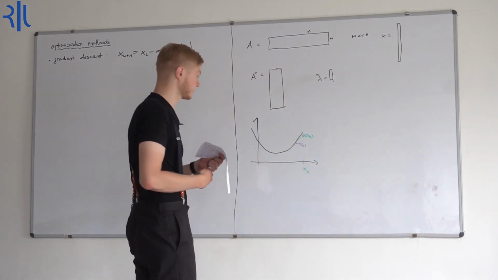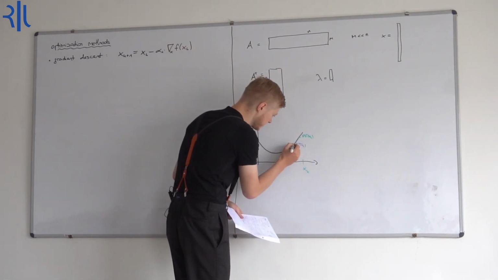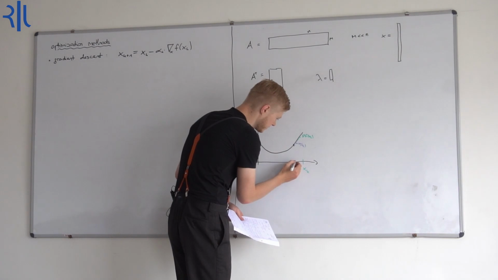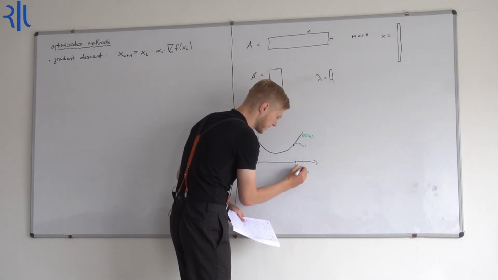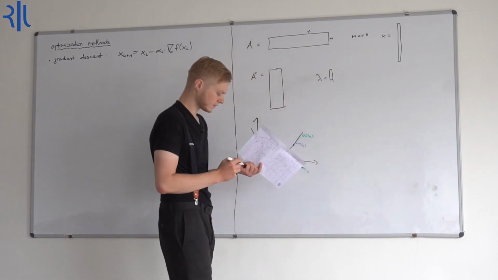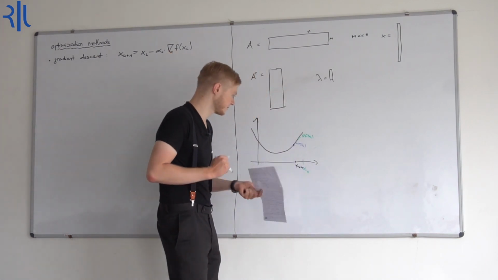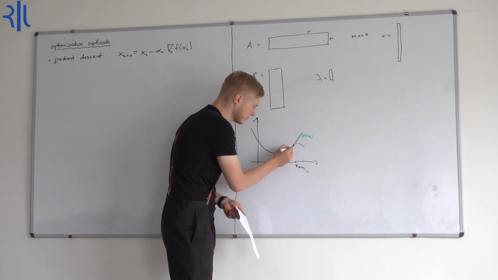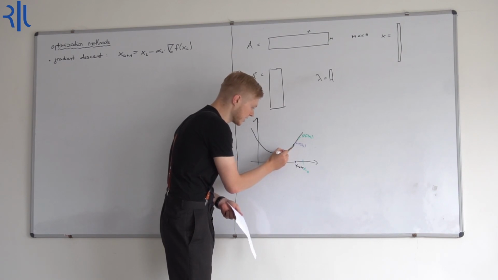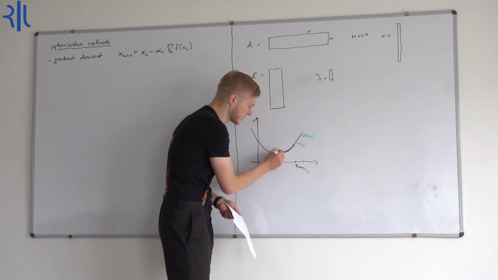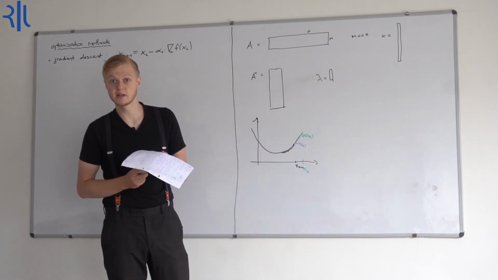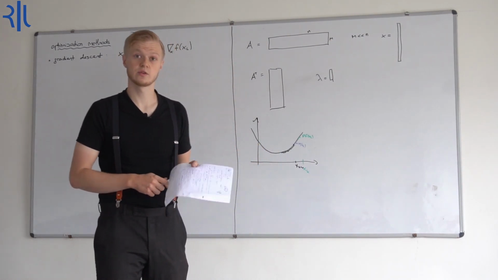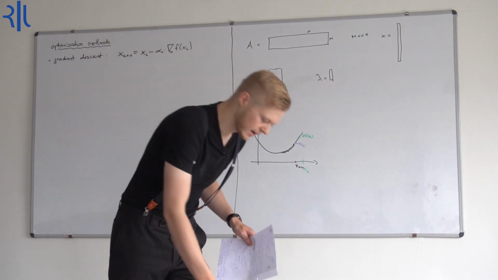And our next iterate would then be here, x_{k+1}. And you might already see, if you do that, you go down and down and down, and the gradient gets smaller and smaller and smaller because you approach the minimum, and at the minimum the gradient is 0. And this is how you approach the valley.